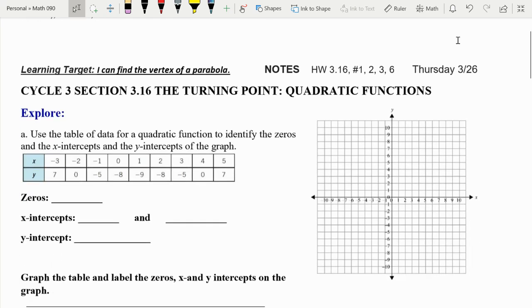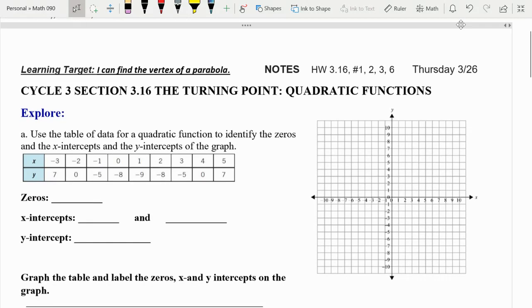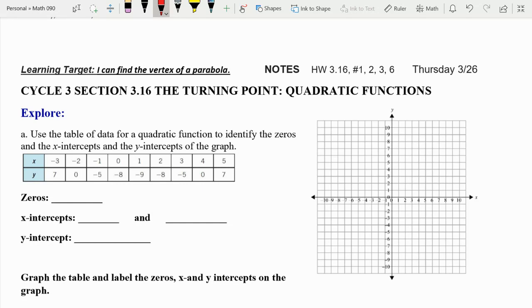All right, guys. So here's section 3.16, quadratic functions. This is one of those topics that you guys saw in Algebra 2. Right? We spent probably about 8 to 10 weeks on this stuff with parabolas. All right. So our first thing we want to look at is use the table. They're giving us this table right there.